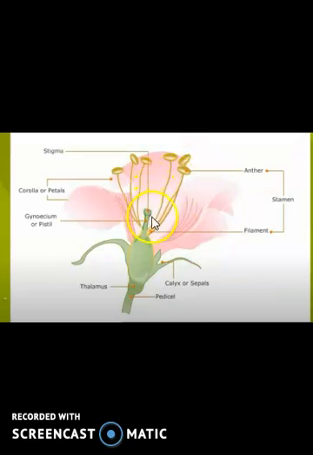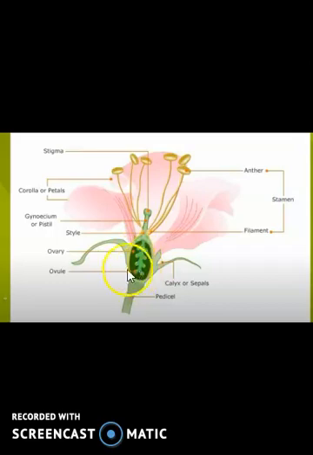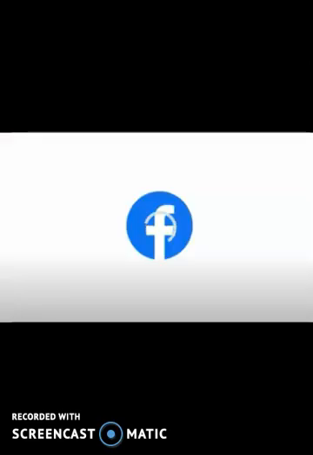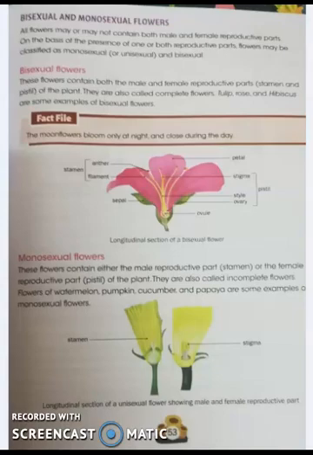Now the swollen top of the gynoecium is the stigma. This line is the style, while the base is the ovary. This ovary consists of these small egg-like structures, the ovules. The ovule contains the eggs that are responsible for the formation of the fruit and seeds. The ovary converts itself into fruit, while the ovules convert into seed.